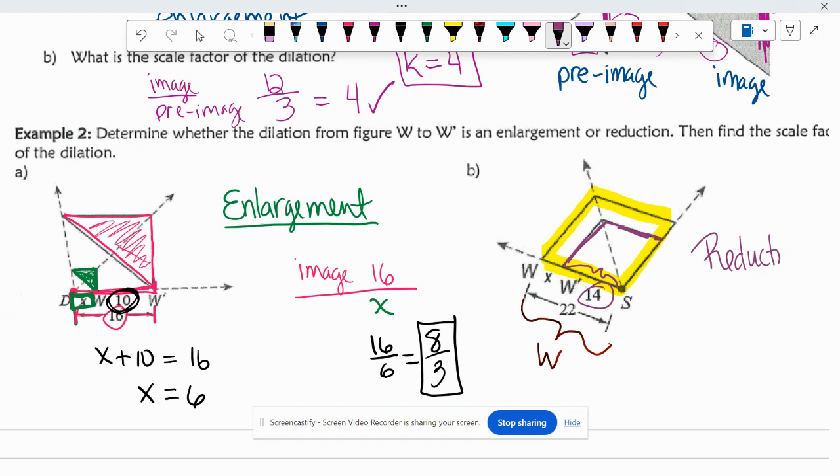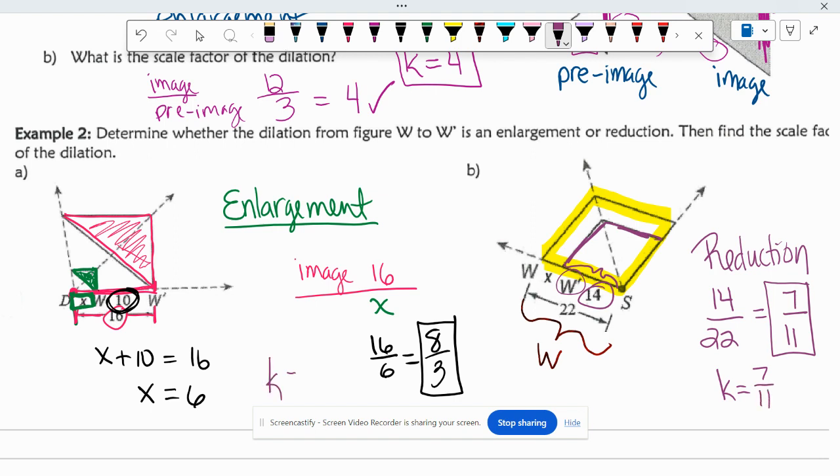We're making it smaller. You're always looking at W prime because remember that's the transformed shape. So 14 over 22, we can divide that by 7. Oh, no, we can't. We can only divide by 2. And that gives us what? 7 over 11. So K equals 7/11.